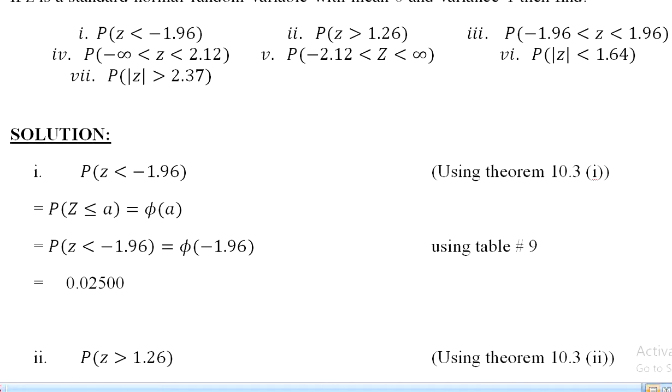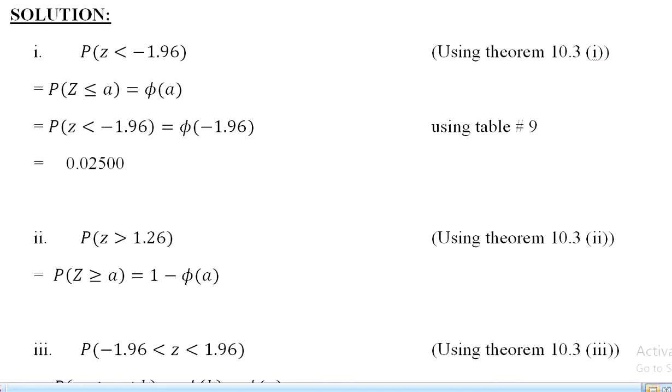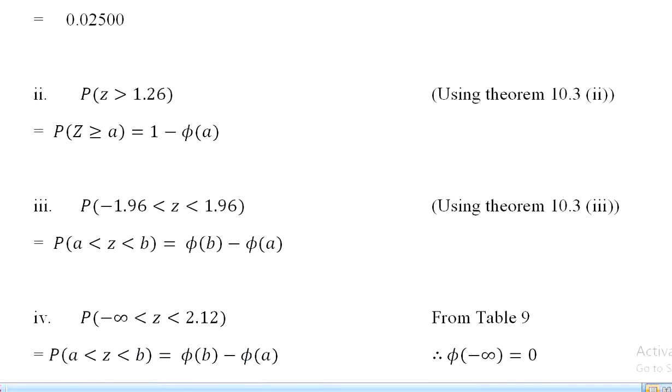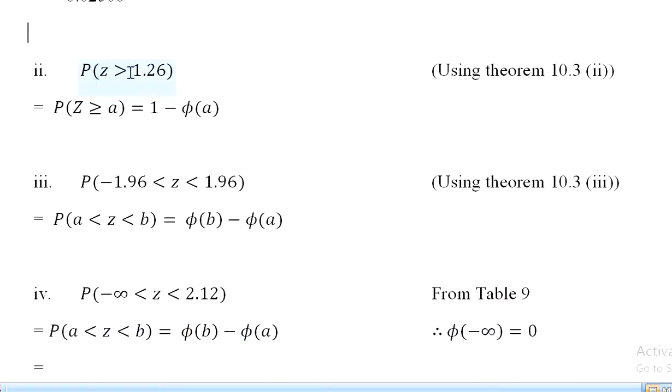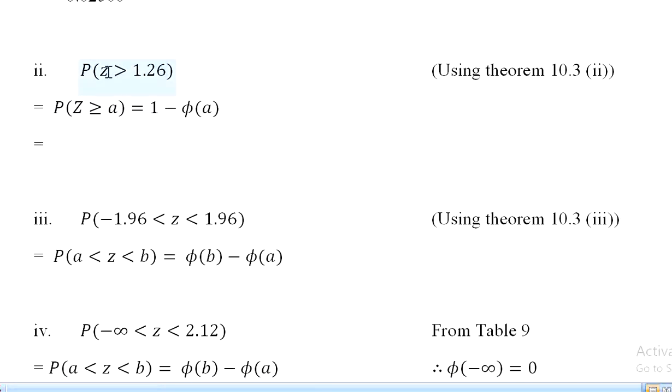Alright, now we solve part 2. In part 2, we want to find the probability that Z is greater than a particular point, Z is greater than 1.26. जब greater than की बात आती है तो मैं reference दूंगी theorem number 10.3 के part 2 का second part, that if you want to find probability of Z greater than a point then this is equal to 1 minus phi of a. और इस theorem को देखते हुए मैं अपनी इस probability को लिखती हूँ.